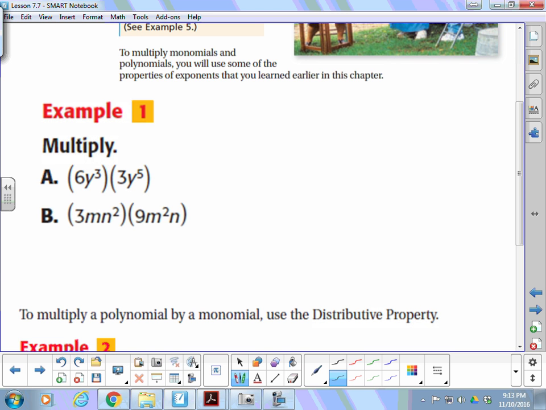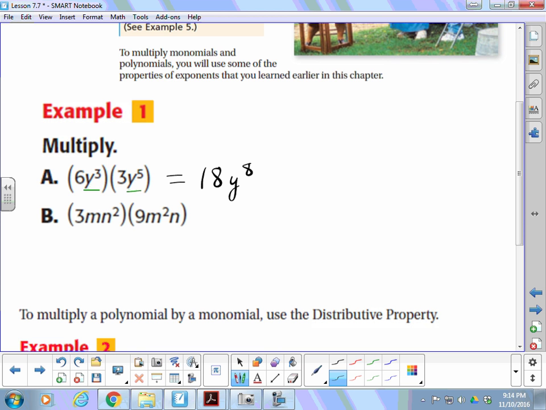First we have 6y cubed times 3y to the fifth power. What we want to do is multiply the constants together. In this case, that means we're going to multiply the 6 and the 3. So 6 times 3 is 18. And then we are going to multiply the variables together. Remember, when we're multiplying with the same base, we add the exponents. Here we have y cubed and y to the fifth. When I multiply them together, we get y to the 3 plus 5, or 8th power.